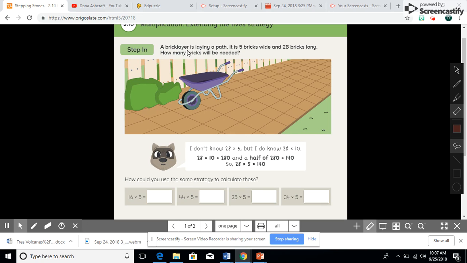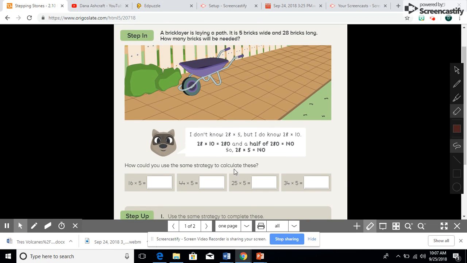It says a bricklayer is laying a path. It is 5 bricks wide and 28 bricks long. How many bricks will be needed? Our little raccoon down here says, "I don't know 28 times 5, but I do know 28 times 10. 28 times 10 equals 280, and half of 280 equals 140. So 28 times 5 equals 140."